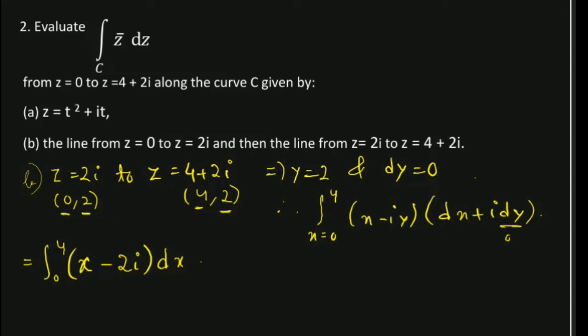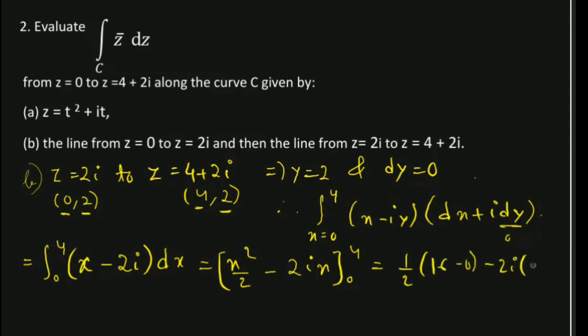Now after integrating we will get x squared by 2 - 2ix, and the limit goes from 0 to 4. Now this is 1 by 2 into 16 minus 0, minus 2i into 4 minus 0, which is equal to 8 - 8i. So this is the answer for the second part of B.